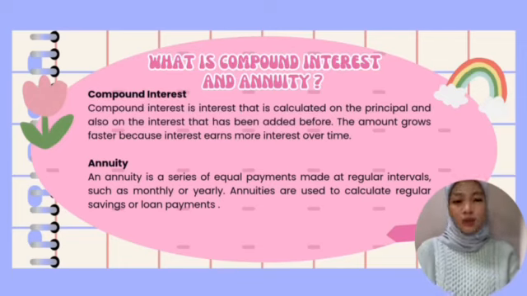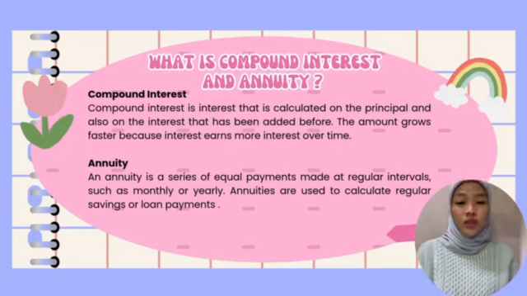In this slide, I will briefly explain what compound interest and annuity mean. Compound interest is interest calculated not only on the principal, but also on the interest that has been added before. This means the amount will grow faster because the interest keeps earning more interest over time. A simple way to understand it is interest on interest, which means faster growth.